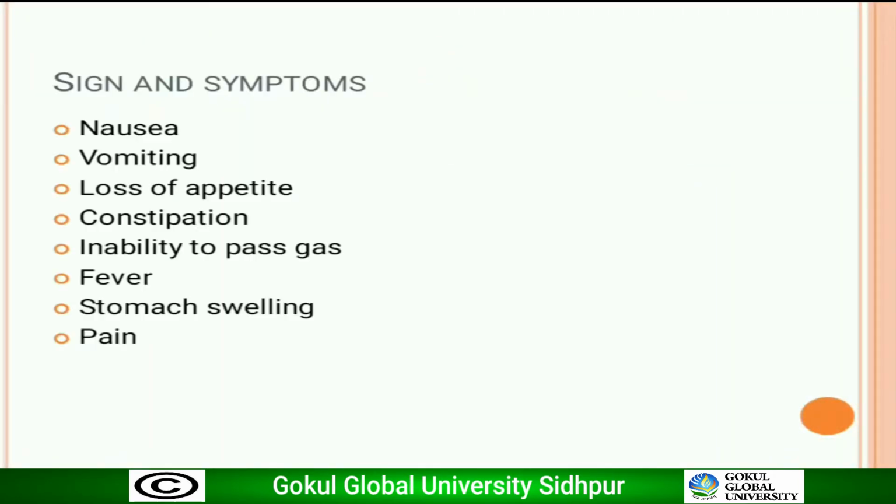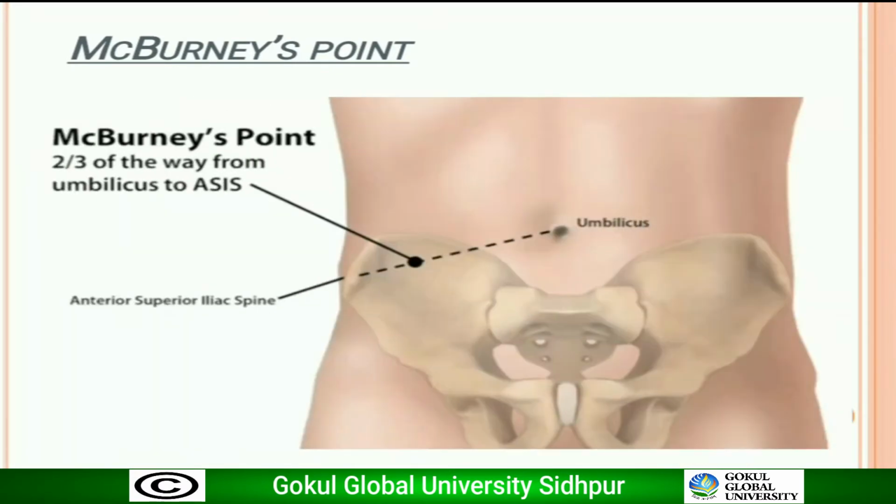The signs and symptoms: nausea, vomiting, loss of appetite, constipation, inability to pass gas, fever, stomach swelling, and pain. The main sign and symptom is pain. The pain is located at McBurney's point. Where is McBurney's point? It is two-thirds of the way from the umbilicus to the anterior superior iliac spine.